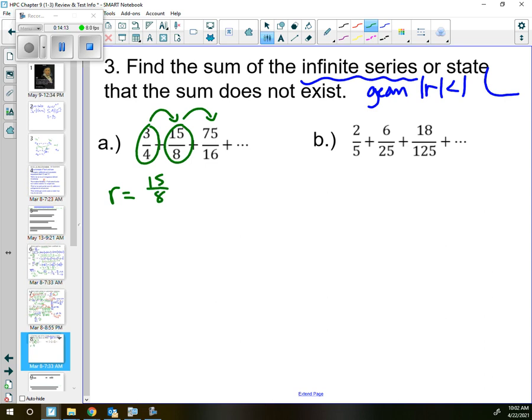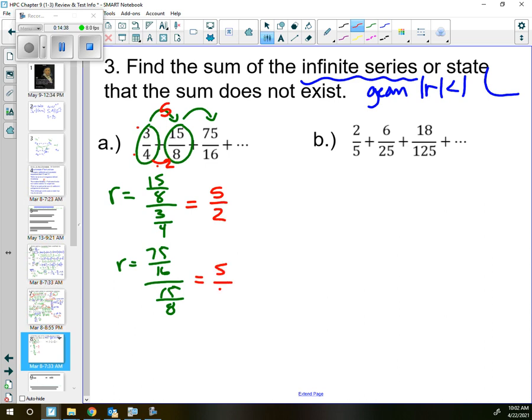So you could do 15/8 divided by 3/4. And then you can do 75/16 divided by 15/8. That takes a while to type into your calculator. It's totally fine. But how about think of the top and the bottom separately? What are you multiplying by in the top? 3 to 15? That's timesing by 5. What are you timesing by in the bottom? 4 to 8, that's timesing by 2. So I am guessing that this ratio is 5 halves.